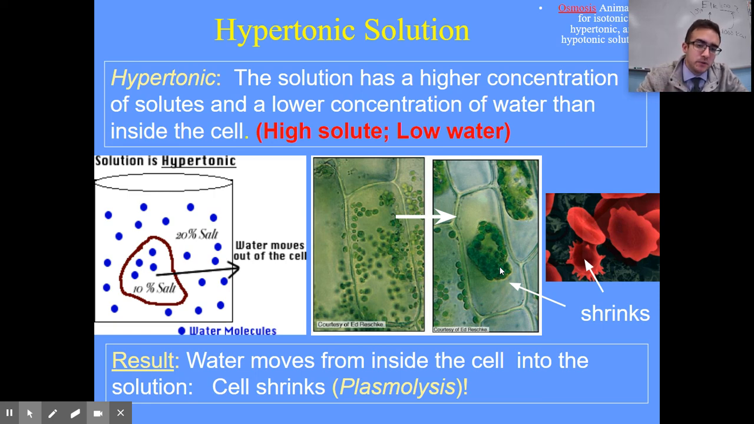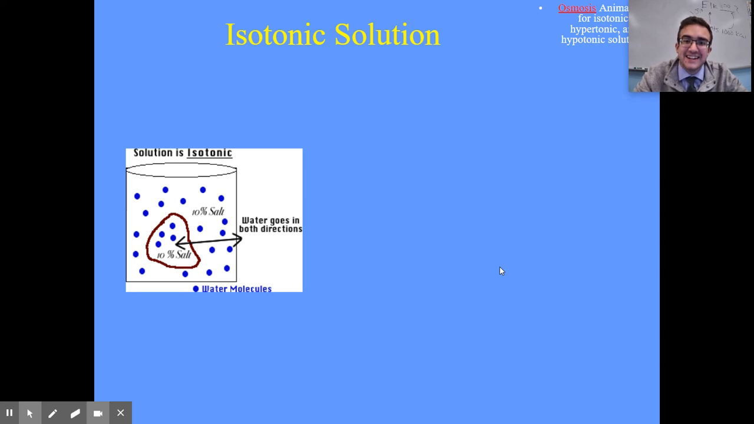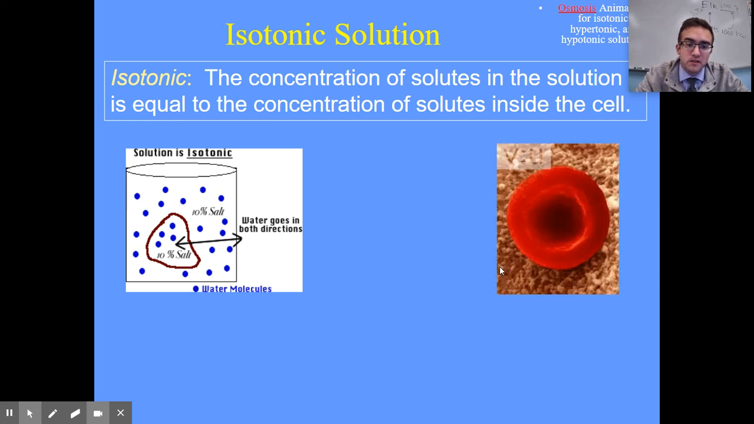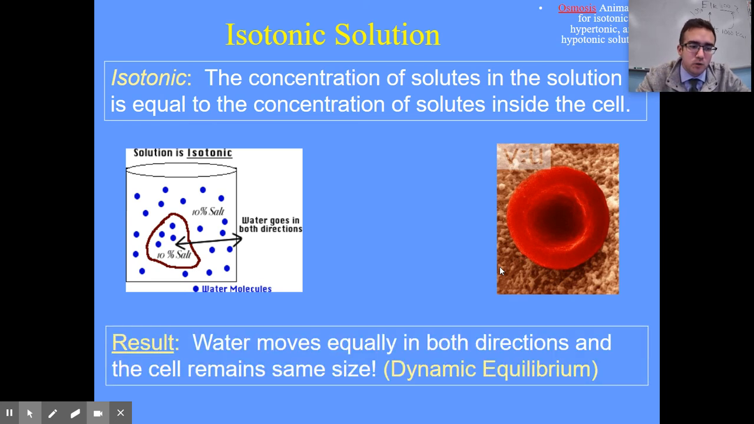And then the third type of solution we have is just right. It's an isotonic solution. And this just means the concentration of solutes in the solution is equal to the concentration of solutes inside the cell. So we get an equal movement of water across both. So it's an equal movement in and out. This is what cells like to be at. This is that preferred area for the cell. So the cell will remain the same size. It works great. And it's at equilibrium.